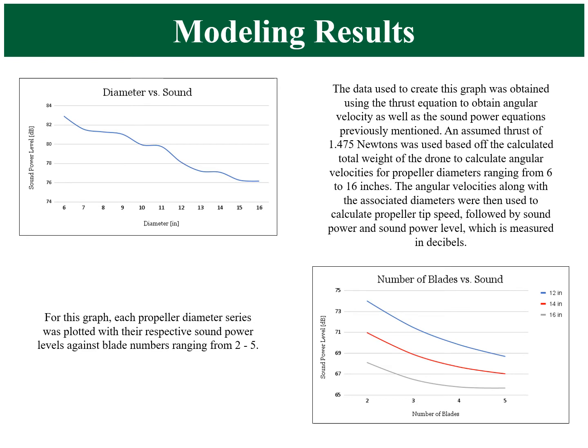For the second graph, propellers of diameters 12, 14, and 16 inches with blade counts ranging from 2 to 5 blades were used to calculate their respective sound power levels. As the number of blades on each prop increases, sound power level decreases and seems to level out at around 5 blades.